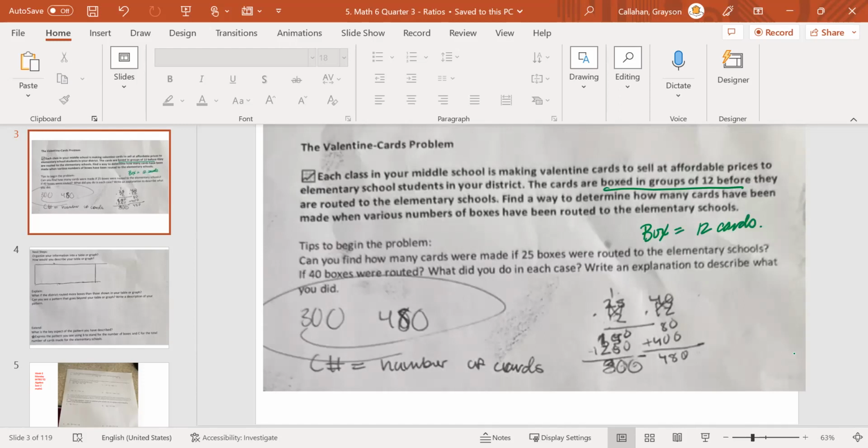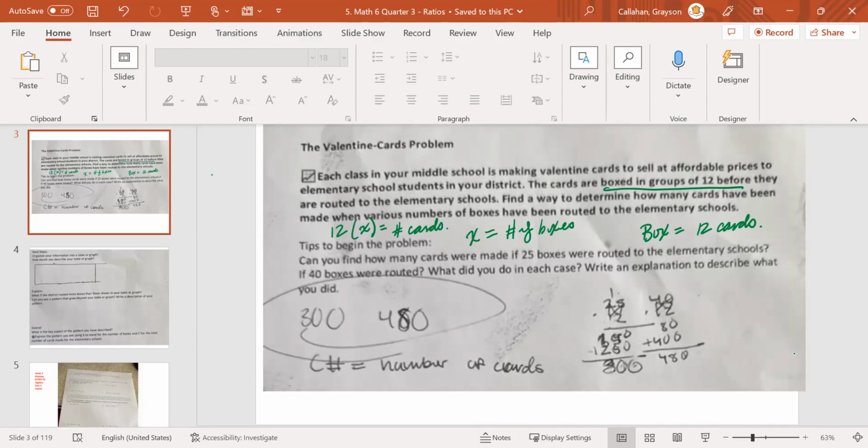Find a way to determine how many cards have been made when various number of boxes. So X equals a number of boxes. That's what I can see. I can also understand that if I do 12 times X, that will give me the number of cards that was sent, right? Because there are 12 cards in each of the boxes, right?